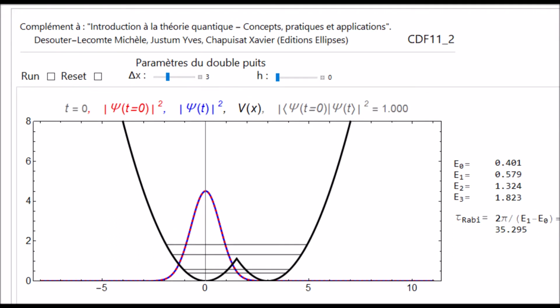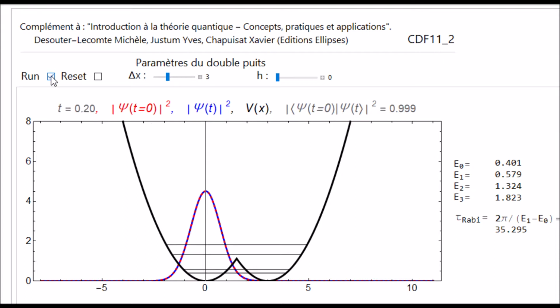In this case, the two wells have the same depth. Thanks to the tunneling effect, the wave packet crosses the barrier and goes from the left well to the right one progressively. Then, the wave packet comes back to the left one. This phenomenon takes a time called the Rabi period.